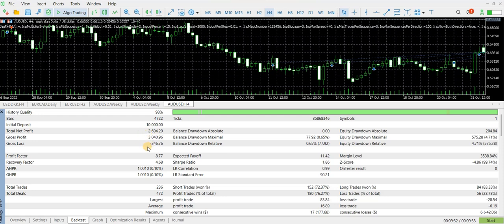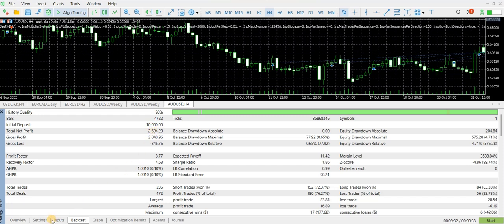Not much thought went into the settings. So profit factor 8.77. There's 236 trades. Sharpe ratio 1.86. Equity drawdown, maximum equity drawdown 4.71%. So it's very low drawdown. If you're quite comfortable with 15% or something like that, you get 4 times the risk amount, and obviously 4 times your profit. But if you increase your drawdown, you increase your profit, there's always that trade-off.